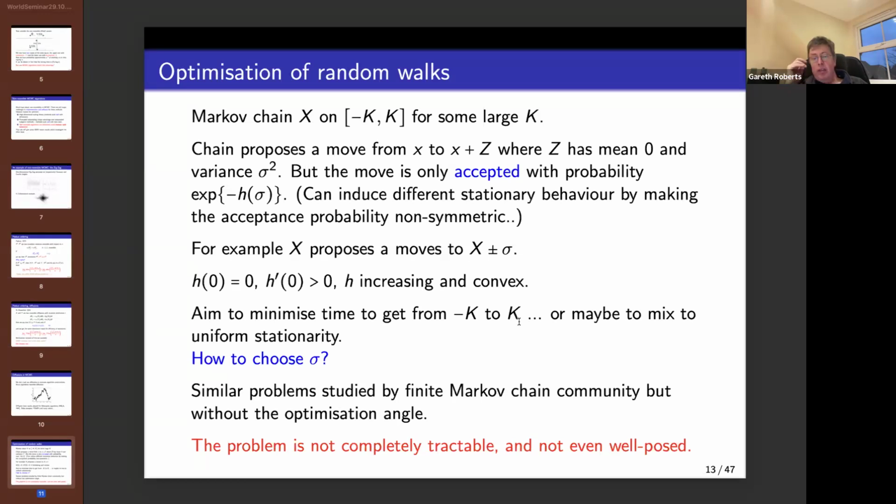These kinds of mixing time problems have been considered a lot, but not normally in the context of the scaling parameter sigma, because a lot of the mixing time results for a problem like this basically just give an order of magnitude result, and the constants are going to be important if you actually want to decide how bold you are in choosing this sigma, which determines how big your jumps are likely to be. So the problem's not really very well posed. I haven't been very clear about what I really mean by going from minus k to plus k, but I don't think I need to. Maybe it gives enough intuition about what's going on.